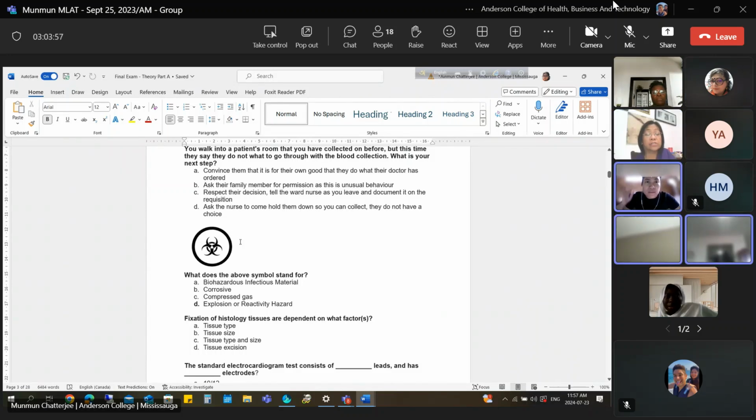What is the symbol? Biohazard, infectious material. I gave this one as an example. So all the symbols: what is flammable, oxidizing, cancer, all the WHMIS symbols. Keep it in mind.